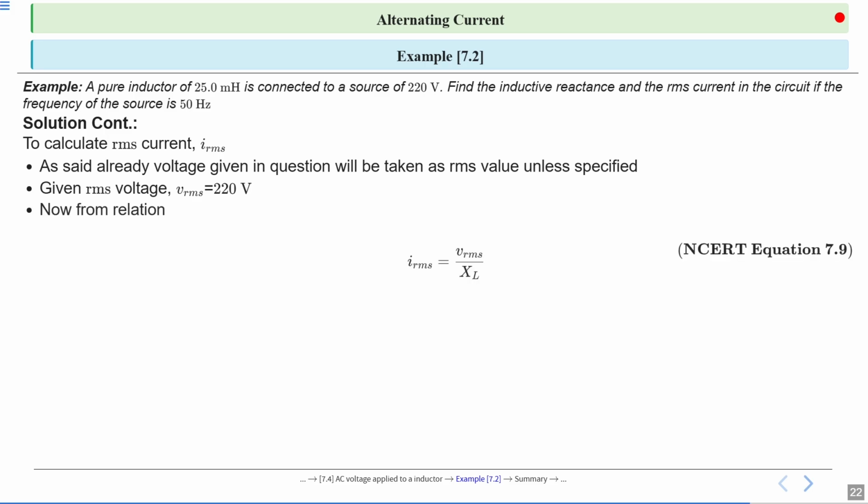Now from the relation IRMS equal to VRMS upon XL, this expression we have seen in the NCERT question 7.9. VRMS is given, XL we have calculated. Can we find IRMS, which is equal to 220 upon 7.85? So IRMS will be equal to 28 ampere. Got it?